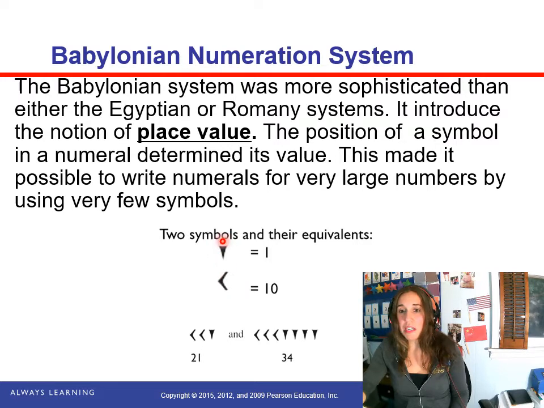So we have this little upside down triangle, which is equivalent to 1, and this little arrow that's pointing to the left, that equals 10. So if we look down here at two examples, we have two of those arrows and one upside down triangle, so 10, 20, 21. And then here we have three of those arrows. Each of those is 10, so 10, 20, 30, and then four of those upside down triangles. Each of those is 1, so this number would be 34.